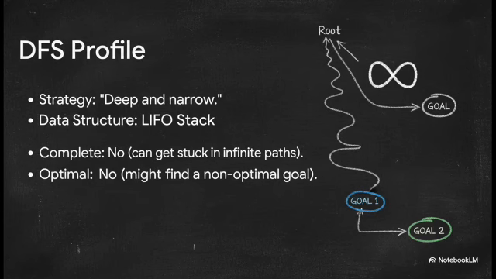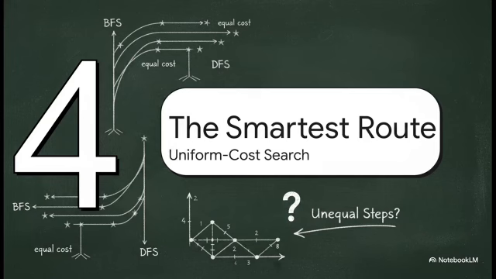But, and this is a really big but, here's the catch. Look at this profile. DFS is not complete. What does that mean? It can actually get stuck in an infinitely long path and never ever find the solution that was waiting on another branch. It's also not optimal, not at all. It might find a super long roundabout way to the goal and completely miss a much shorter path that was right near the start. So we've got the cautious BFS and the risky DFS.